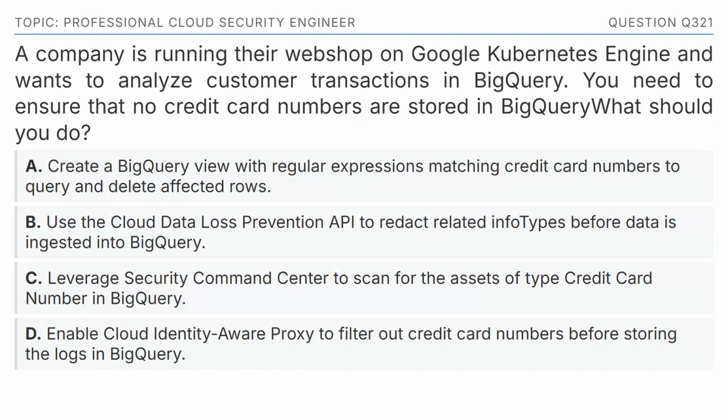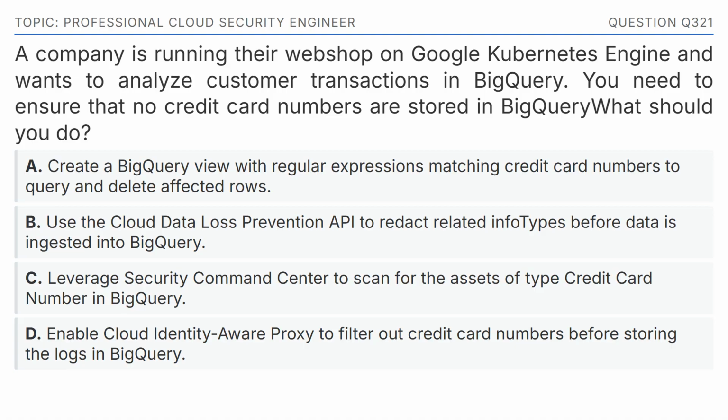A company is running their webshop on Google Kubernetes Engine and wants to analyze customer transactions in BigQuery. You need to ensure that no credit card numbers are stored in BigQuery. What should you do? The options are: Option A, create a BigQuery view with regular expressions matching credit card numbers to query and delete affected rows.